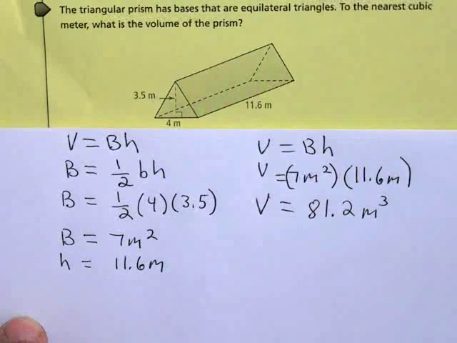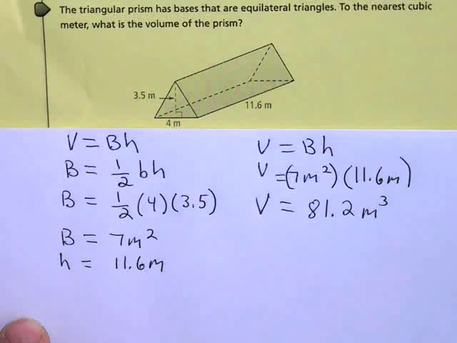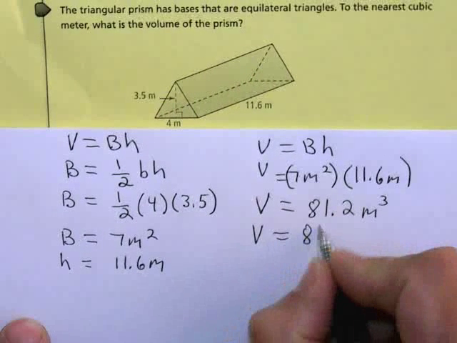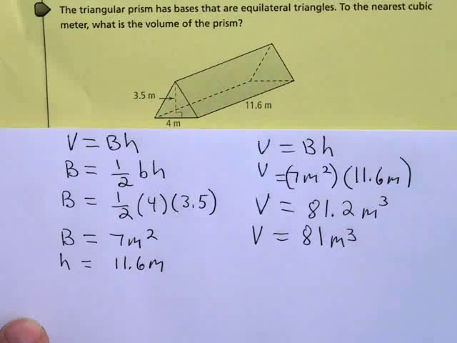However, in the problem, the last sentence is, to the nearest cubic meter, what is the volume of the prism? Well, the nearest cubic meter would be 81. So that would be 81 meters cubed. And that is the volume of this triangular prism.